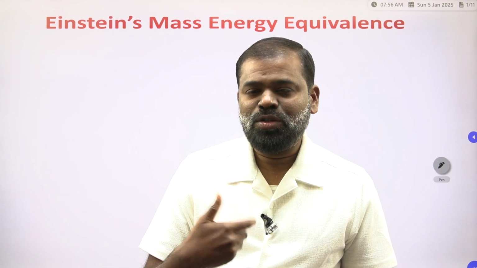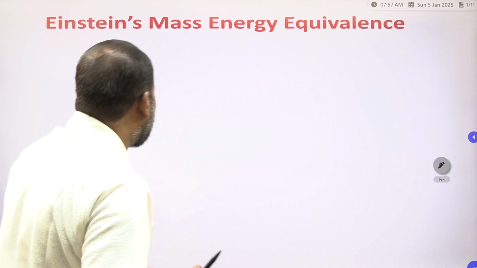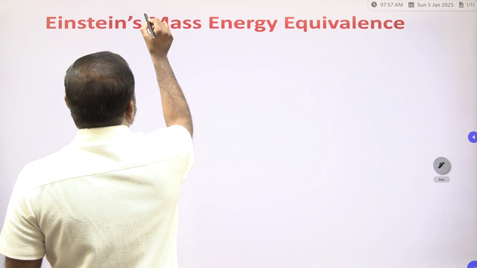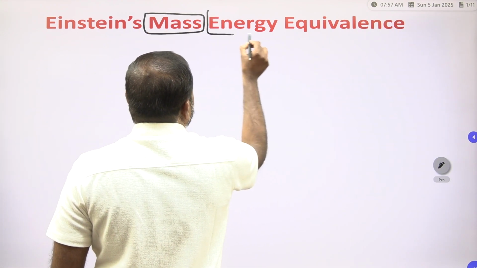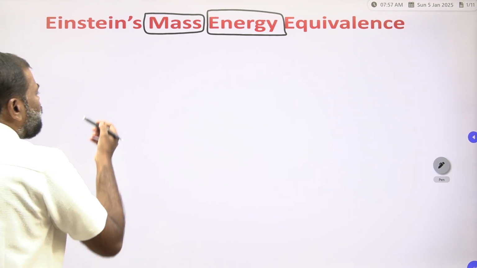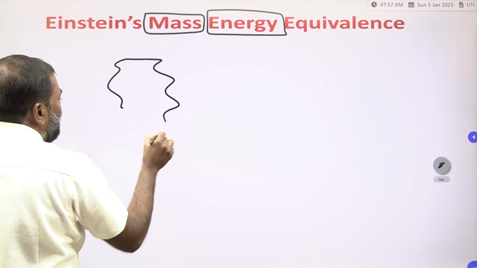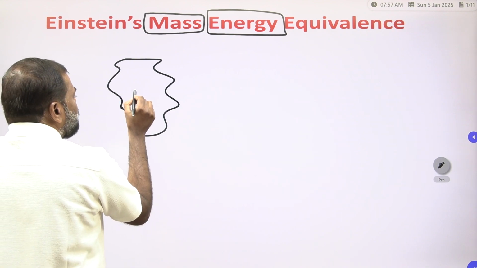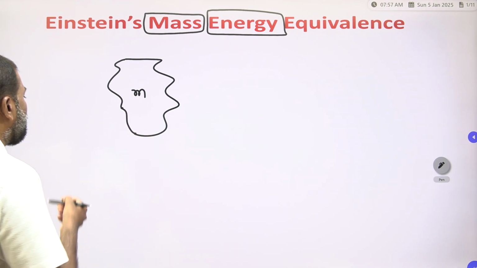Today we will see how he derived Einstein's mass-energy equation. Suppose you take a body; it does not matter about the shape. The mass of the body is equal to m.